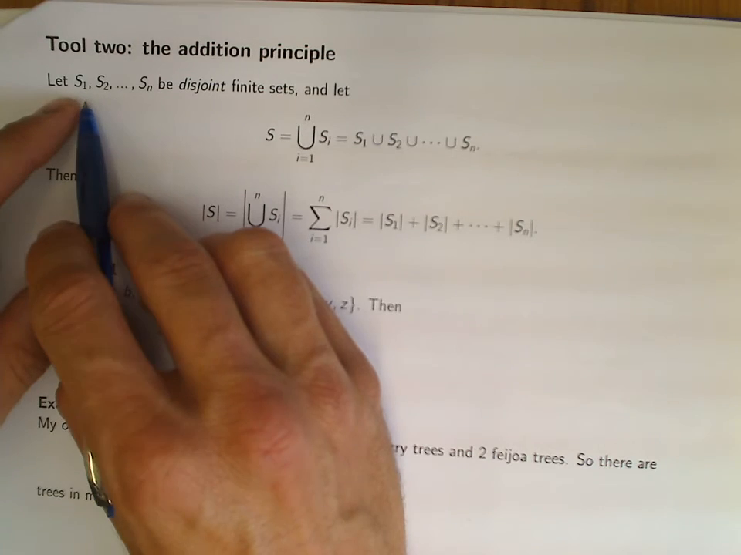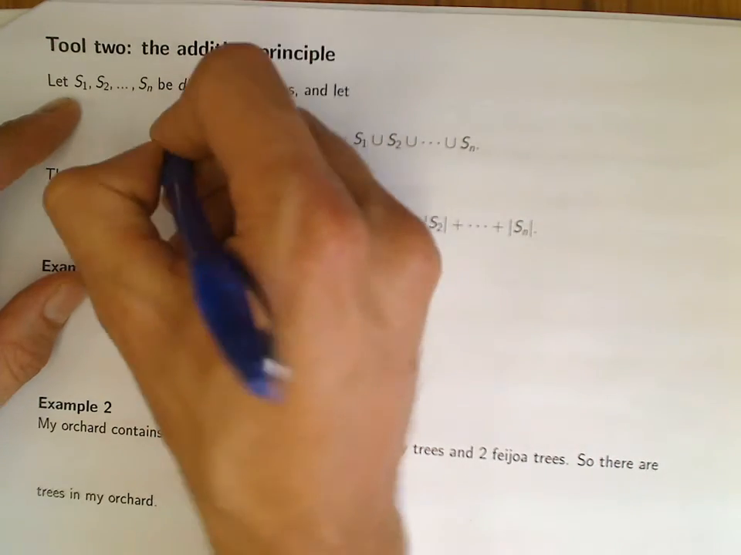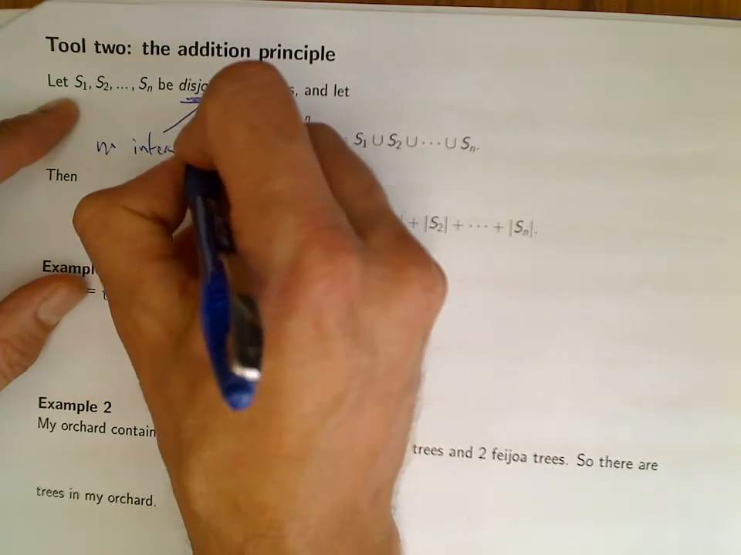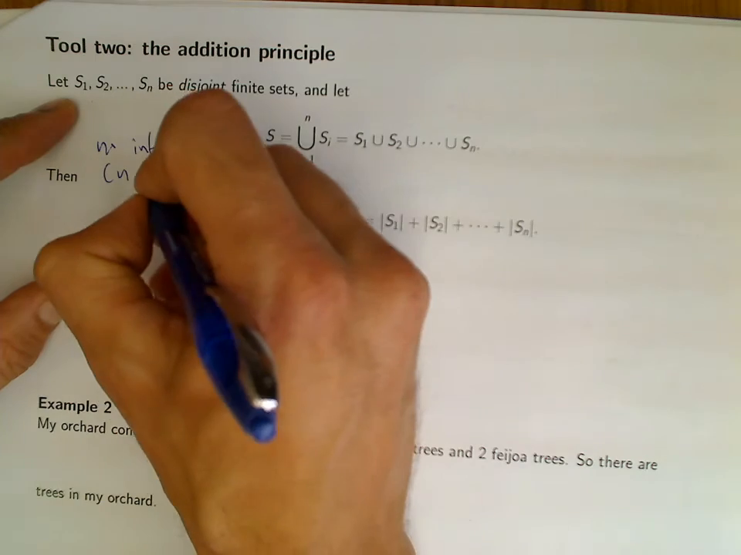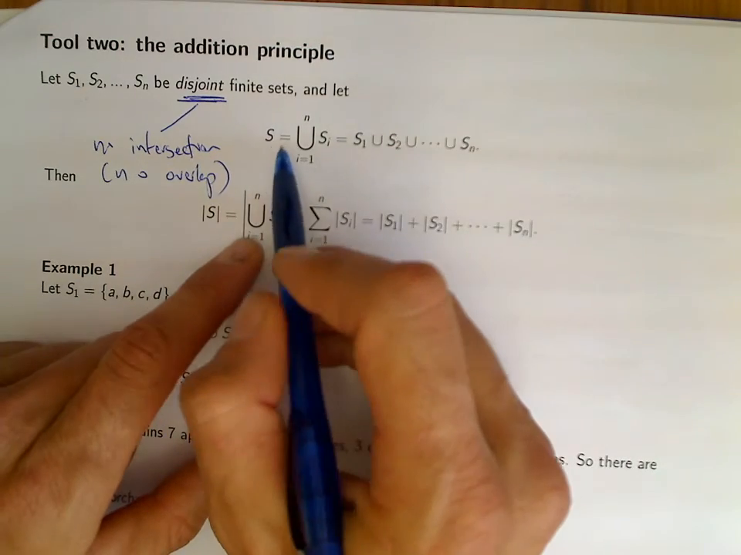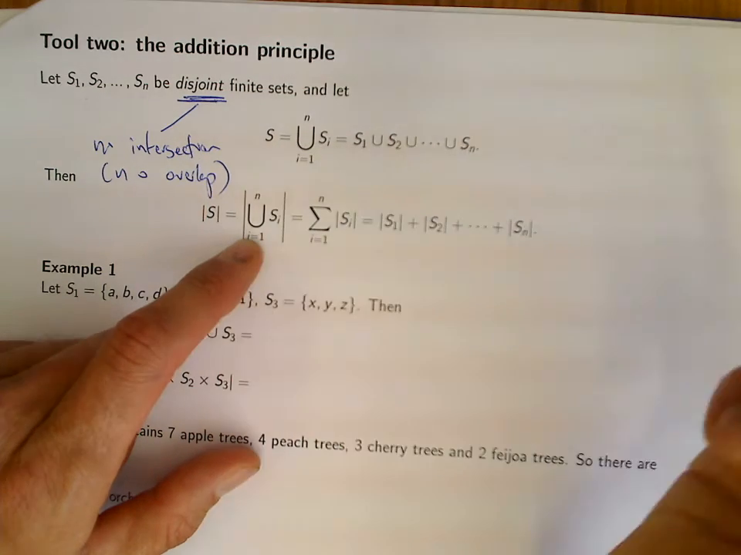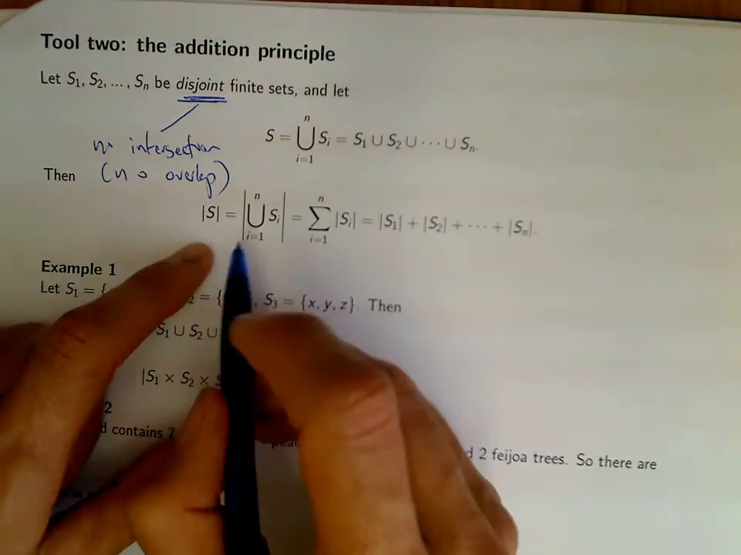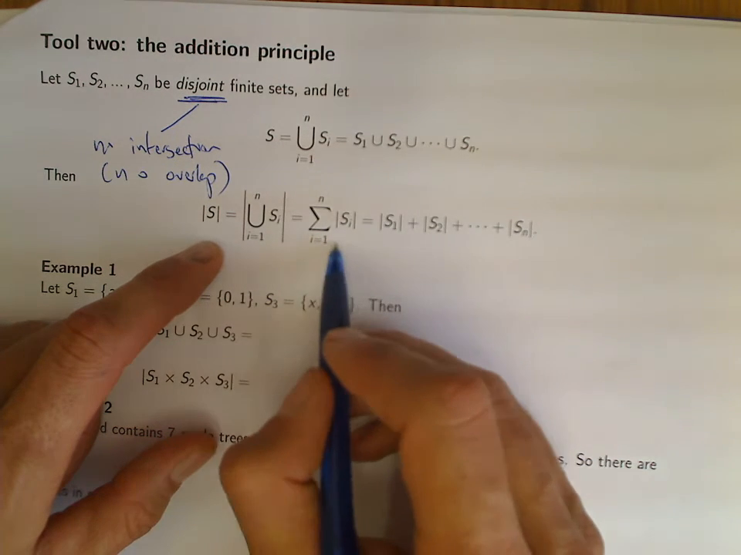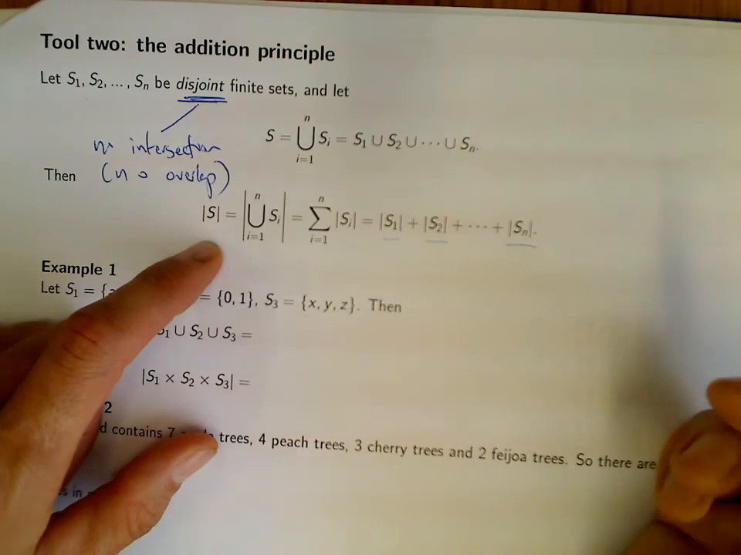Okay, so let's say that S1, S2 up to Sn are disjoint finite sets. This disjoint is important, and formally it means there's no intersection, which is the same as saying there's no overlap. Then we want to create the set S, which is the union of those, S1 union S2 up to Sn. The size of that set S is just the sum of the sizes of the individual sets: the size of S1 plus the size of S2 plus dot dot dot plus the size of Sn.